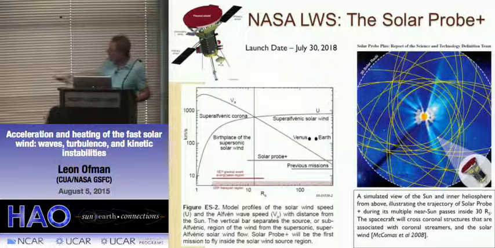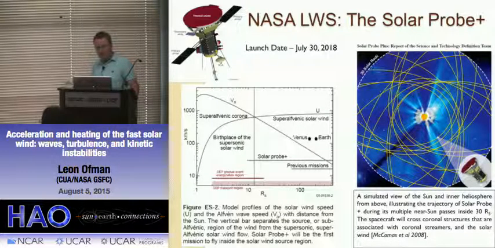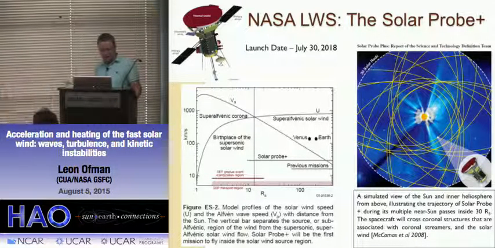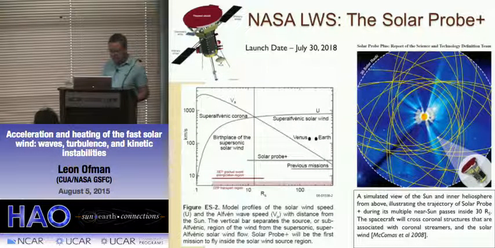Now, all the previous missions were limited to the region where the solar wind is already super-Alfvénic and accelerated. The Solar Probe is the first mission that will go inside this Alfvénic region where the wind is still sub-Alfvénic and is accelerating, as well as where the acceleration of energetic particles is occurring. So this region is completely unexplored, you may say.